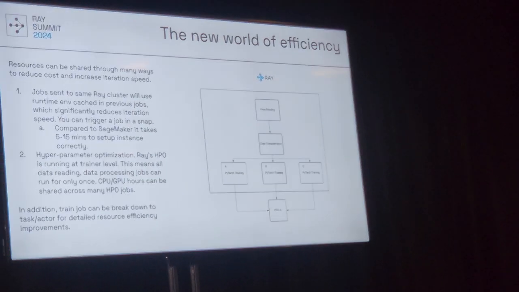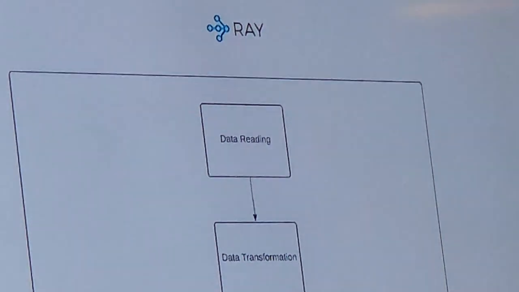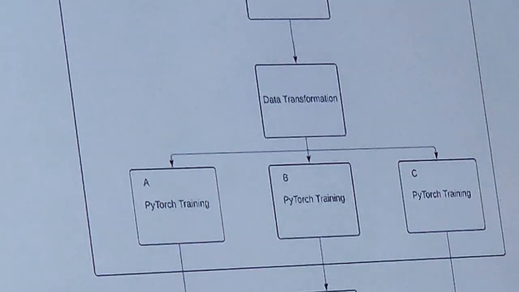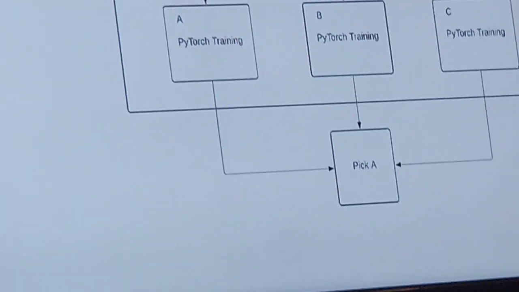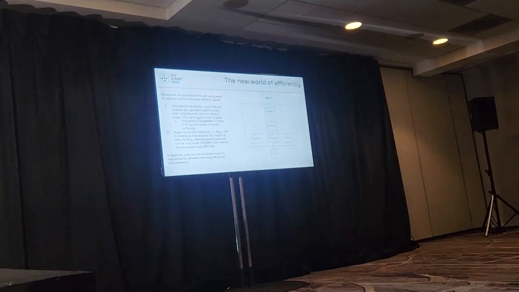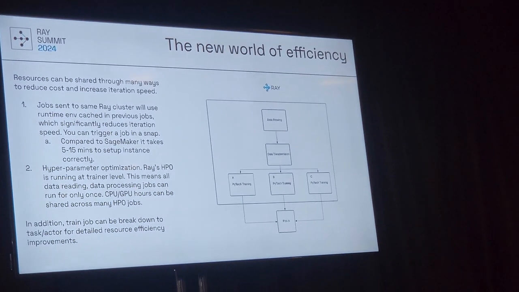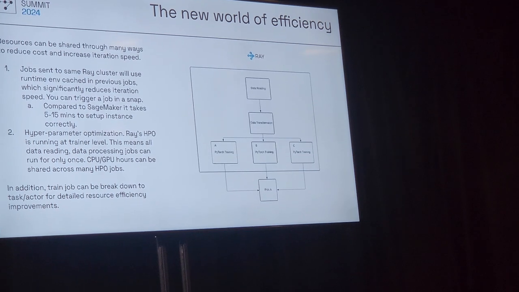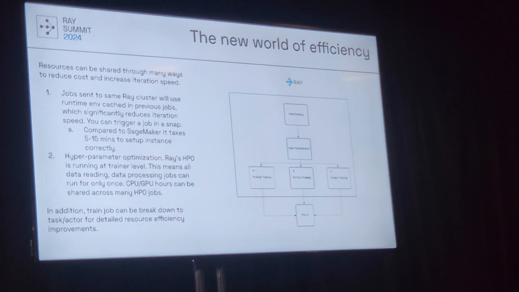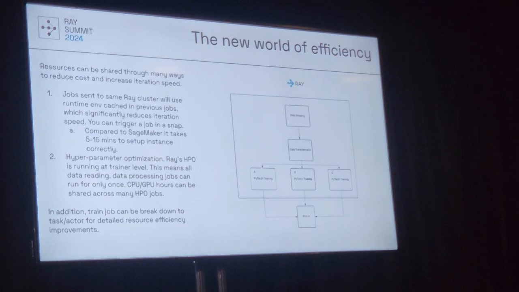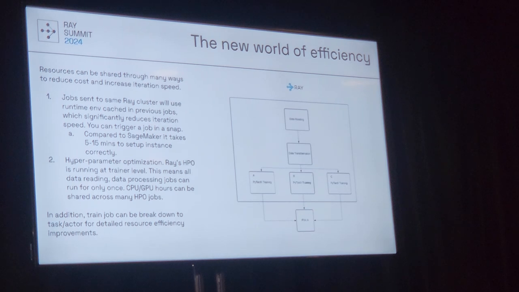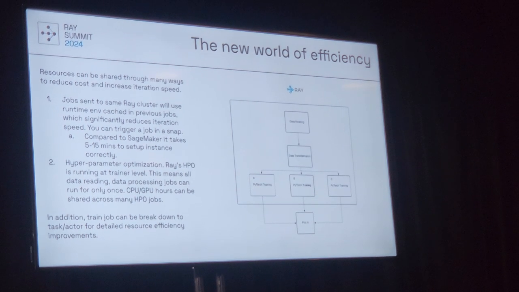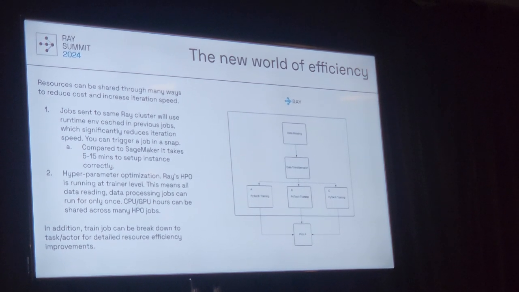When we're sending a job to the Ray cluster, we will use runtime environment to cache in the previous job. So when we are doing the hyperparameter optimization, it means all this can be shared, and we don't need to run these multiple jobs together, and you can scale it when you are going to the training stage instead of at the early stage of resource.